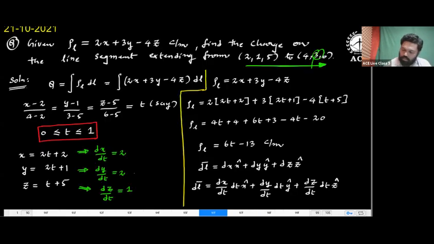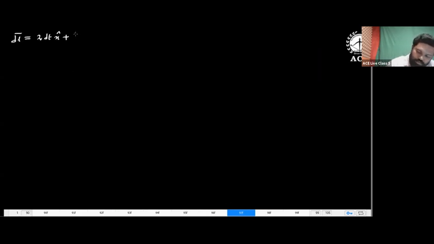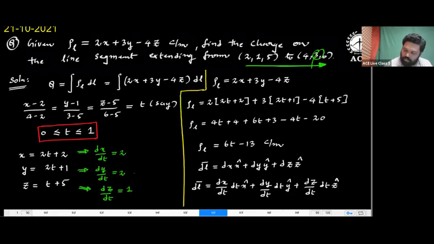dl is equal to 2 dt x cap plus 2 dt y cap plus 1 dt z cap. But we want a magnitude here.